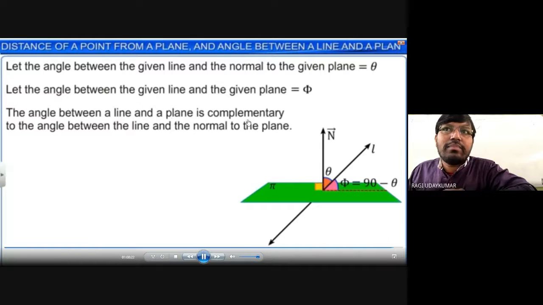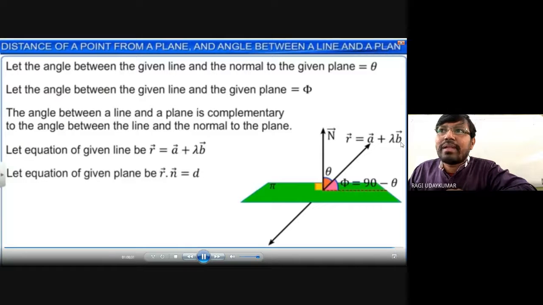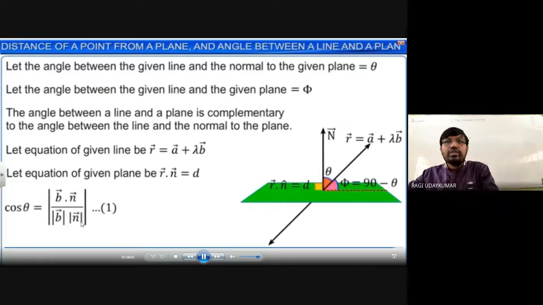The angle between the line and the plane is complementary to the angle between the line and the normal to the plane. So let the equation of the line be a bar plus lambda b bar, given to you, and the equation of the plane be r bar dot n bar is equal to d. Now here you consider that b bar is the vector of the line, which is parallel to the given line. Normally, if b1 b2 is given to you, what do you take?